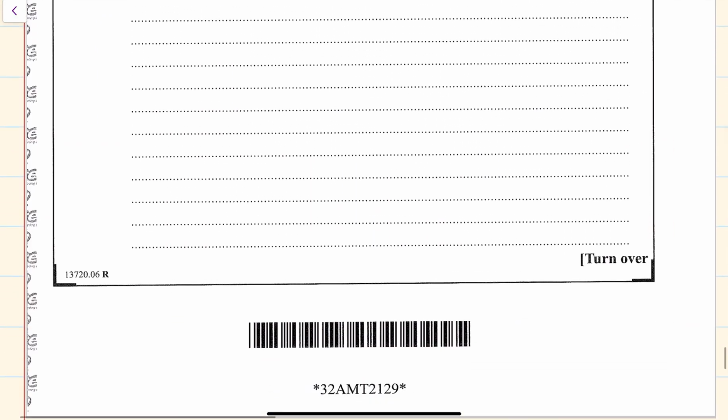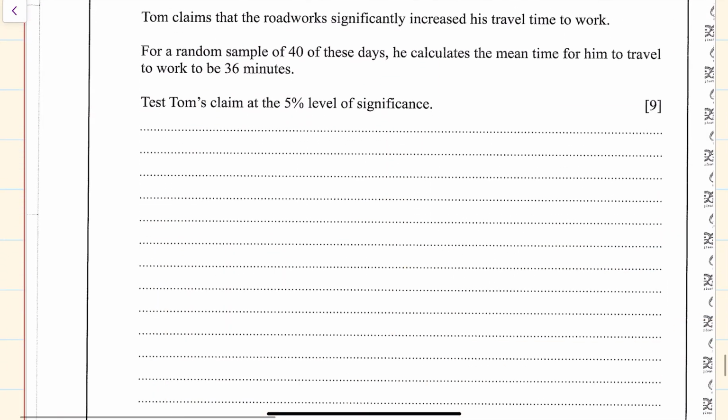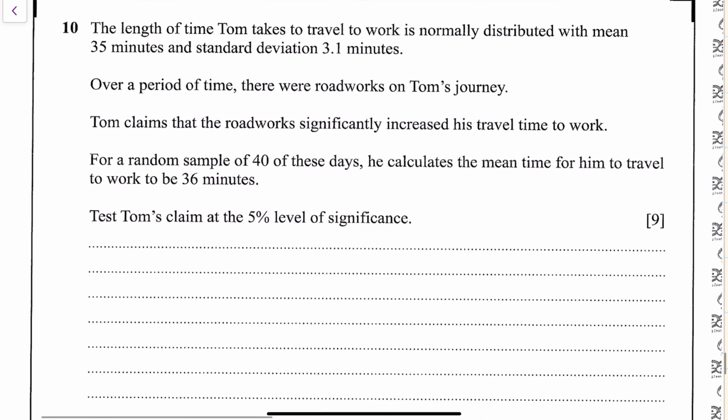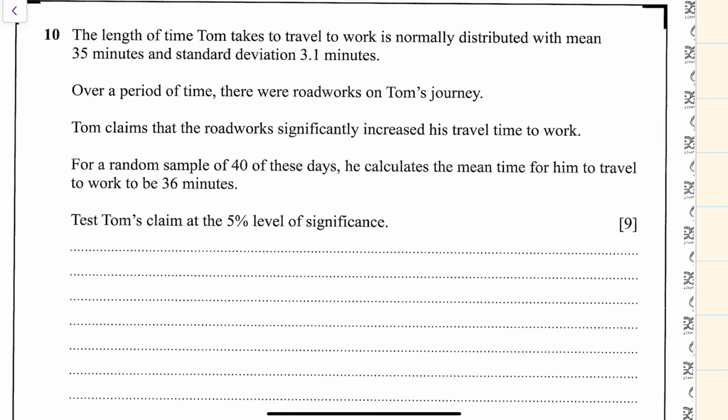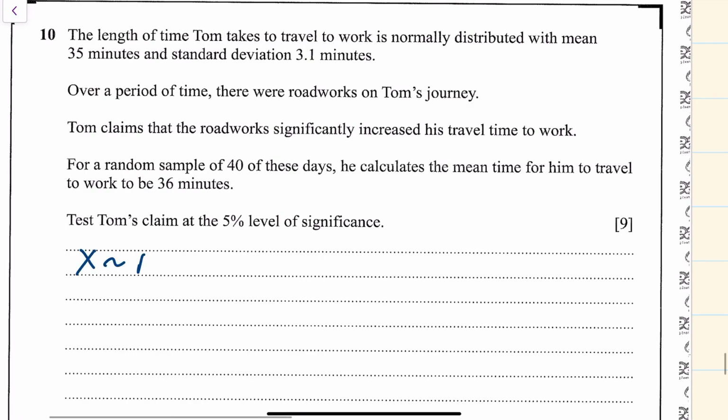Right. Last question, is it? I think it is. It says the length of time Tom takes to travel to work is normally distributed with a mean of 35 minutes and standard deviation. So let me just write down how X is distributed. Mean of 35 and a standard deviation of 3.1, so 3.1 squared.